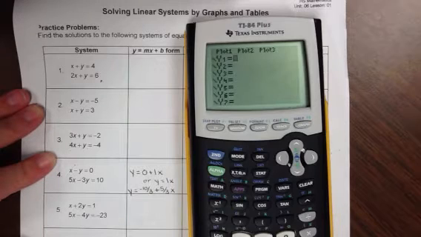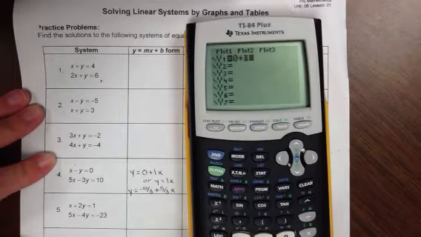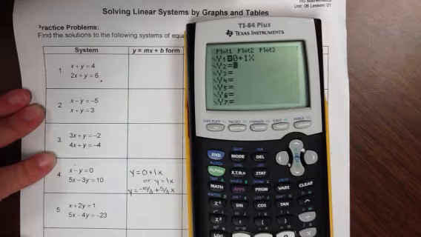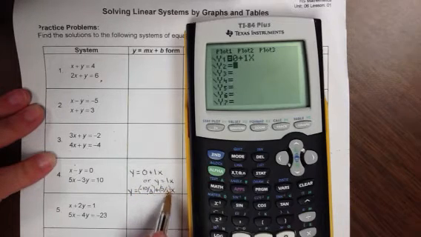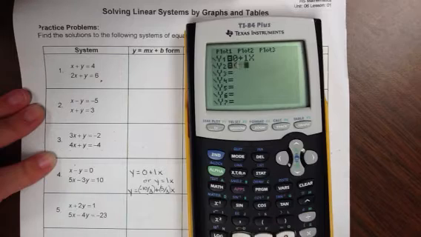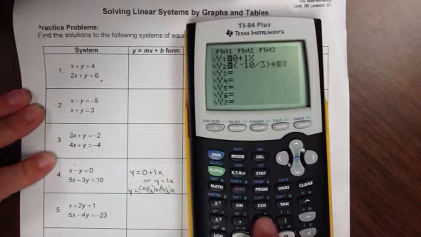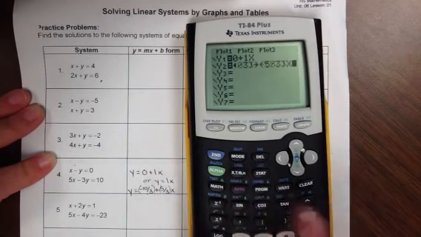And now we want to type in our two equations. The first one is 0 plus 1x, or just y equals 1x. I'm going to go ahead and type in the 0 just so you guys can see it doesn't matter. The second equation is this one. Remember, when you put fractions in the calculator, you must use parentheses. So parentheses -10 divided by 3, and then plus parentheses 5 divided by 3, and then x.